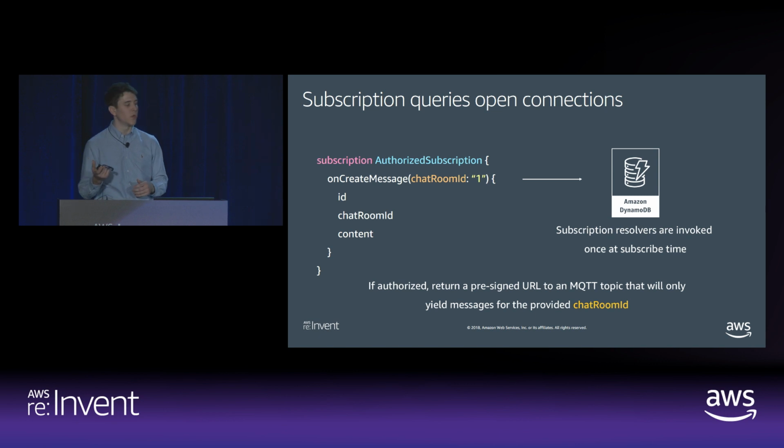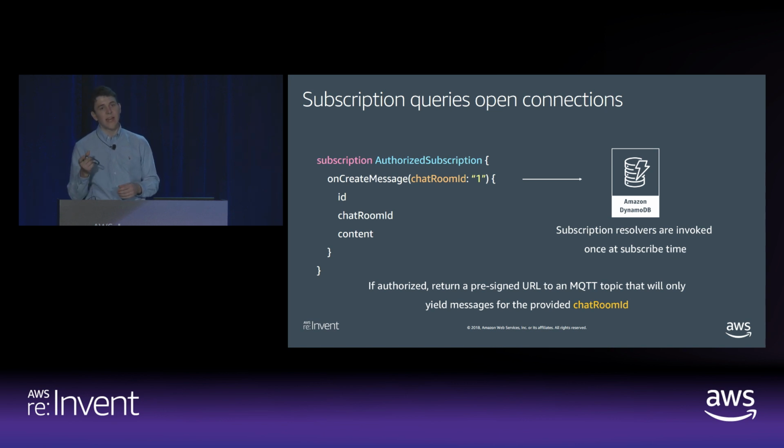What this allows you to do is, in this example, we might have the onCreate message with a chat room ID being passed in. We also have the context of who is the caller. We know the identity at this point. So it allows us to go look up in whatever backend data store we're using, is this user able to access this chat room? If he or she is allowed to access that chat room, then we're going to return a pre-signed MQTT topic name, and then you're going to be able to connect immediately to that topic.